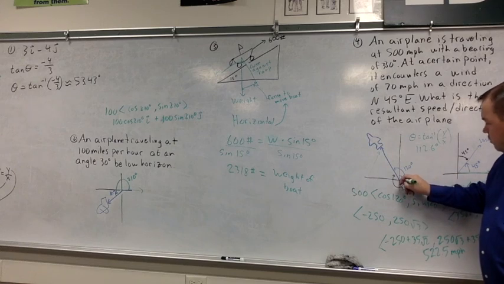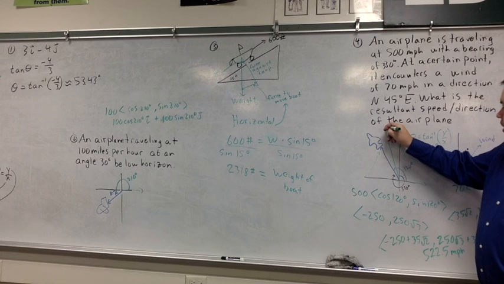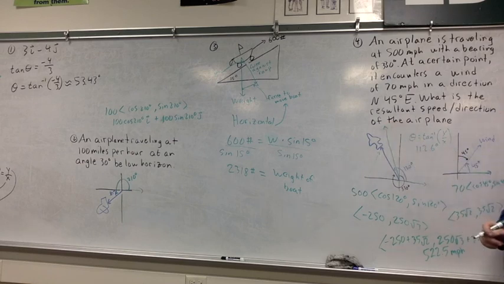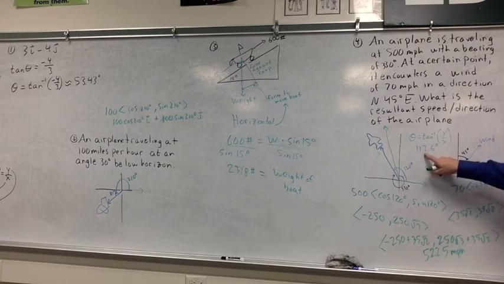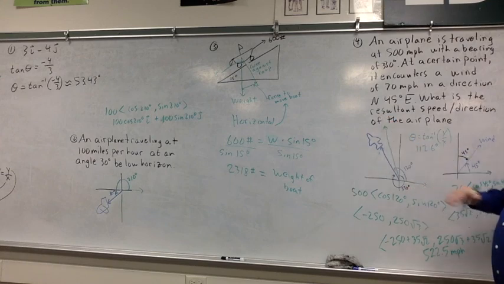So our plane actually ends up going a little different angle, but a little faster than what we have on our speedometer. So we end up with a magnitude of 522.5 miles an hour in a direction of 112.6 degrees from the positive x-axis.